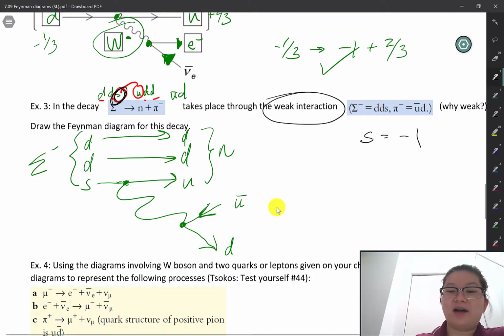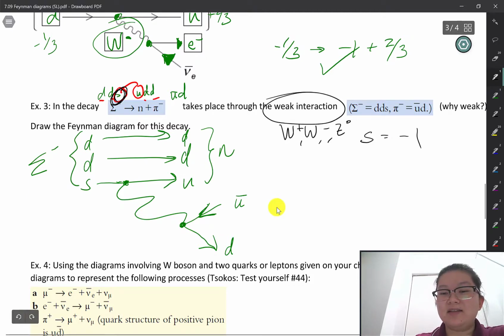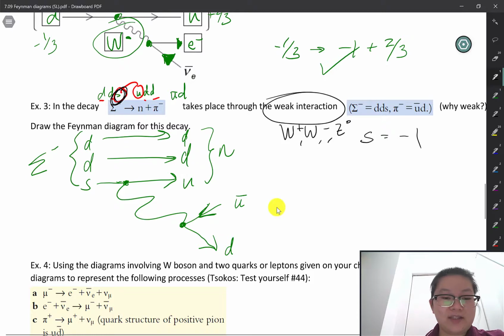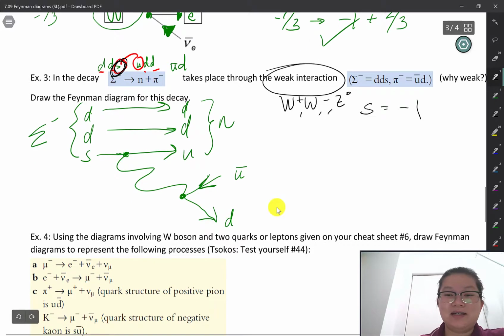So because of that, we know that the W plus, W minus, and the Z0 boson would be possible in mediating this interaction. And knowing that, let's figure out the charges involved to figure out whether it's W plus, minus, or Z0.